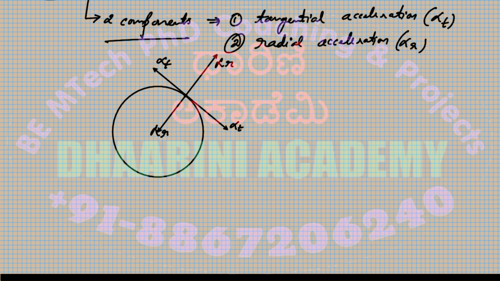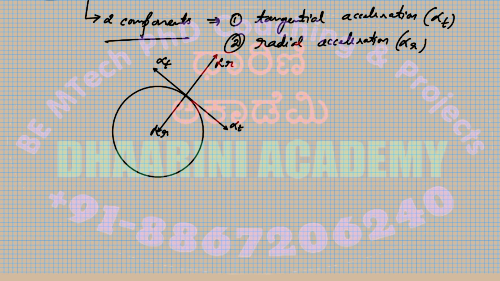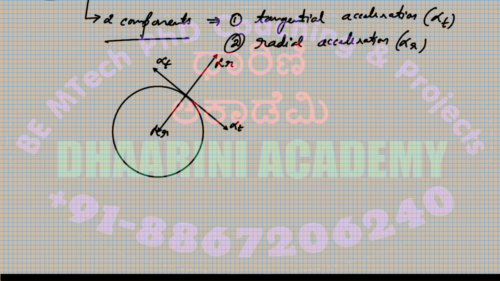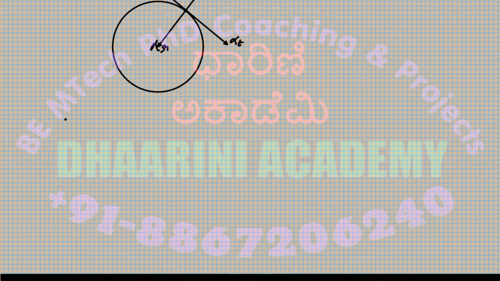The component of the linear acceleration in the tangential direction is called alpha t. So how to find alpha t? It is very straightforward. Alpha t can be simply calculated from the linear velocity, that is dv by dt. We take the linear velocity and differentiate it to get alpha t.